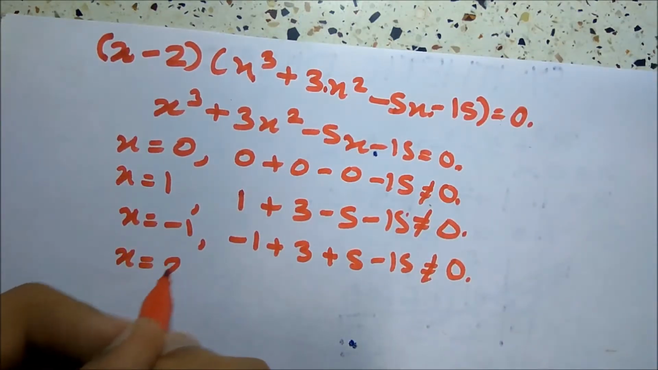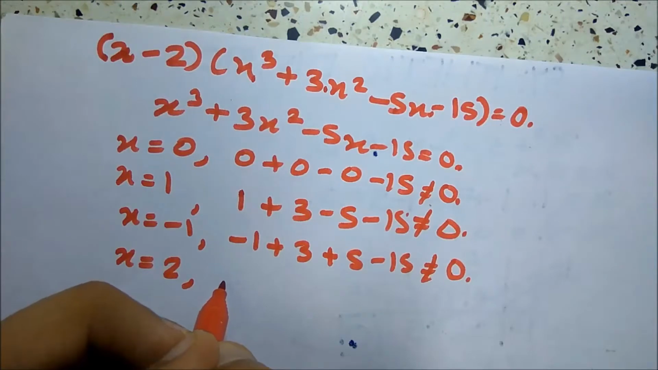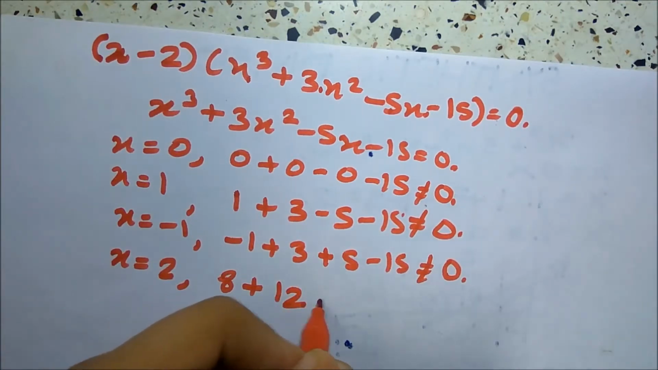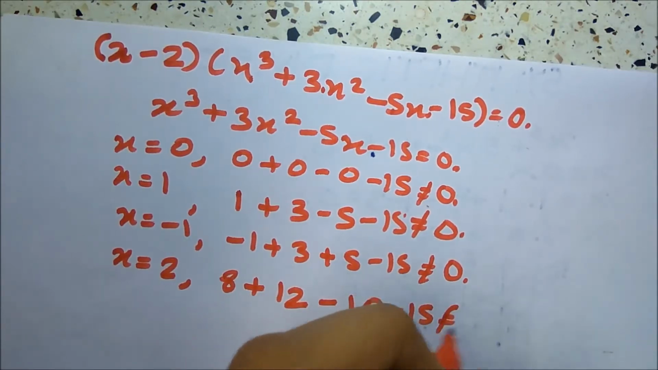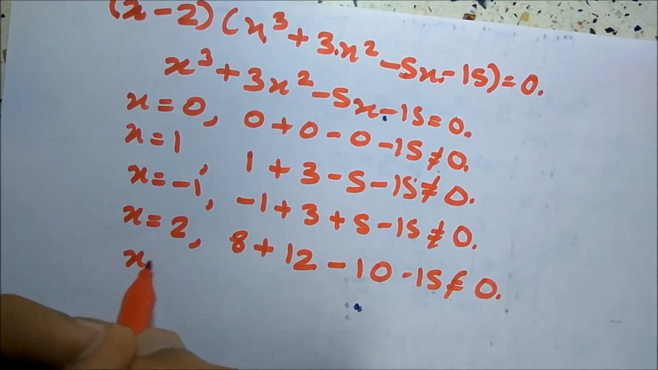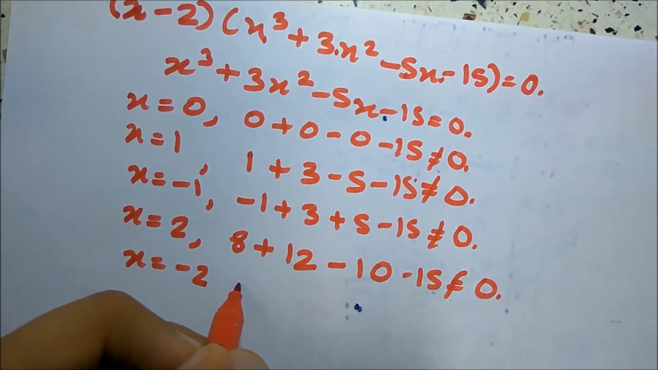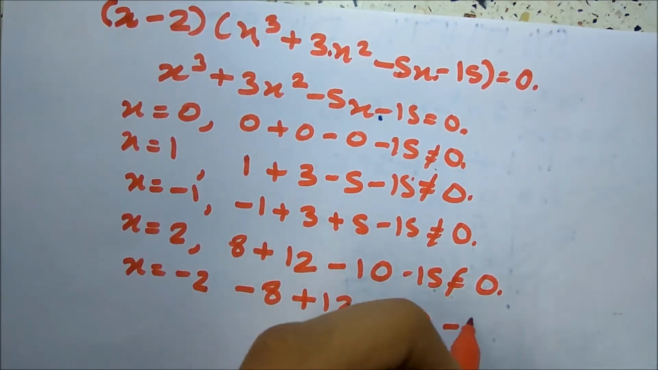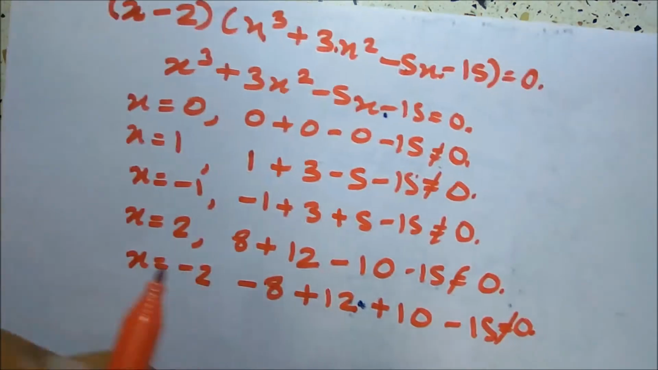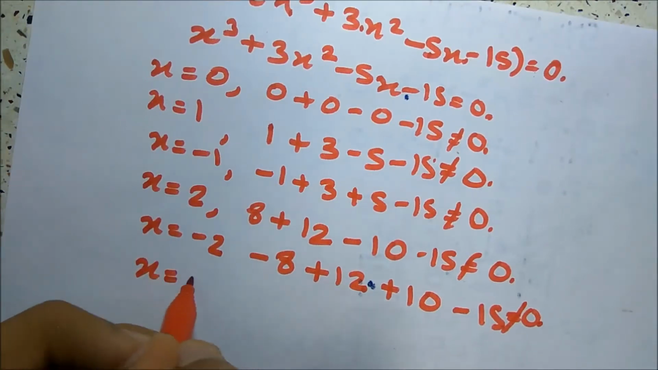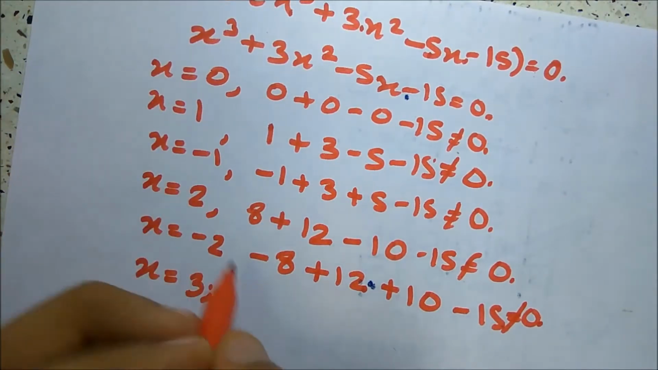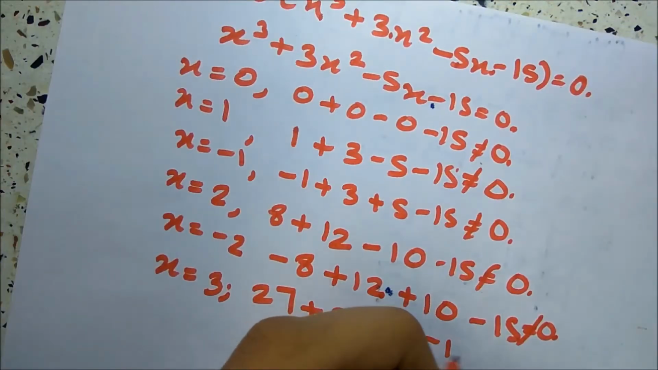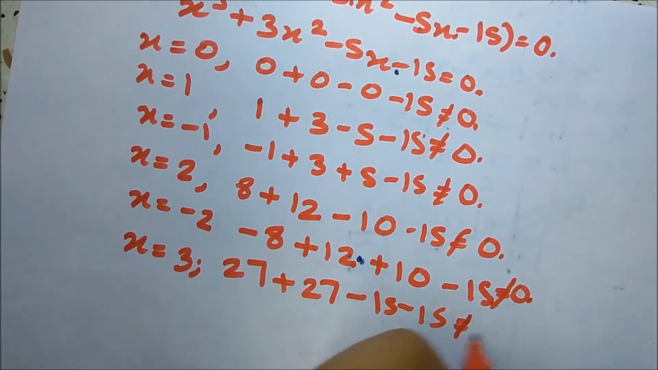Now if I put x equals 2, what will I get? 2 cube is 8 plus 2 4 3s are 12 minus 10 minus 15 is also not equal to 0. Now if I put x equals minus 2, what will I get? Minus 8 plus 12 plus 10 minus 15, which is also not equal to 0. Now I have to put x equals 3, what will I get? 3 cube is 27 plus 27 minus 15, which again is not equal to 0.